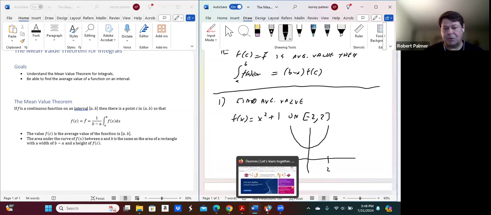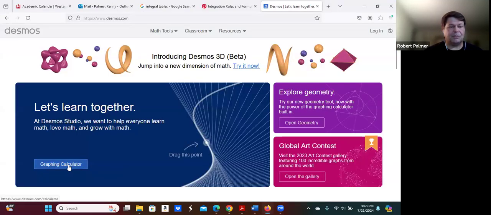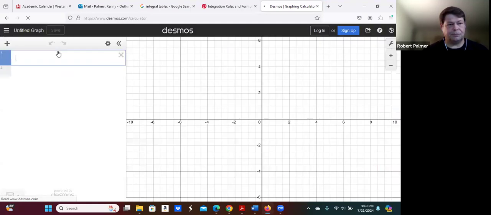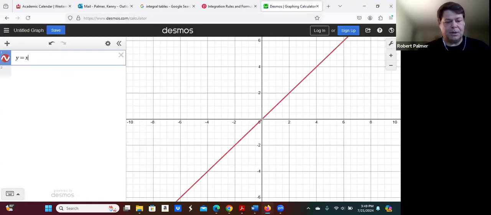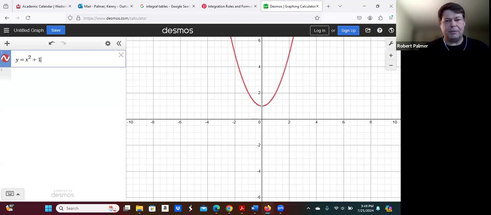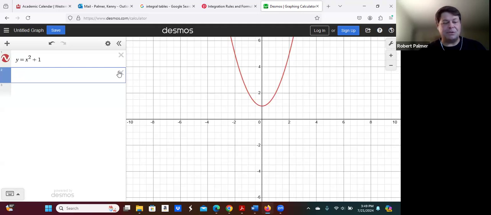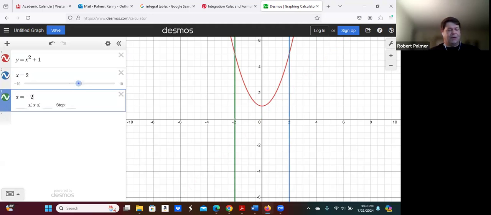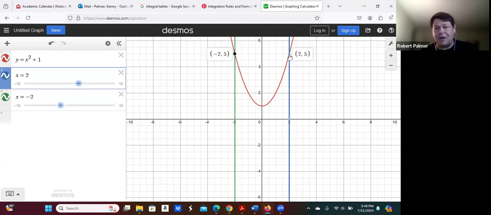So let's go to Desmos real quick. We'll see the same thing. So y equals x squared plus 1. Between -2 and 2, it's not as easy to see, so we can also just write in lines: x equals 2 and x equals -2. You can see where those lines intersect right here at -2 and 5 and 2 and 5. And of course, if we integrate, it'd be this area under there.